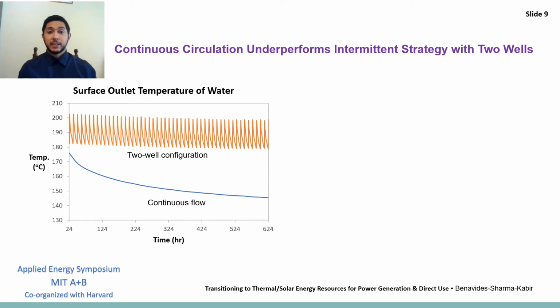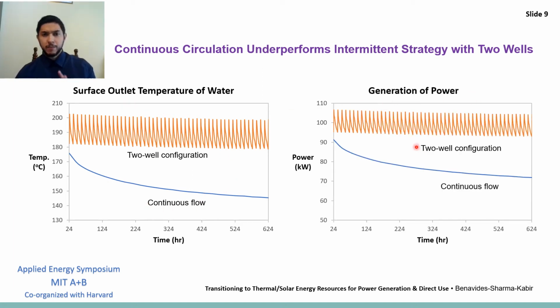It is evident the huge difference between the intermittent and the continuous flow with respect to the outlet temperature. The same trend is followed by the power generation. The main message here is that the twin well approach is most efficient for energy extraction.